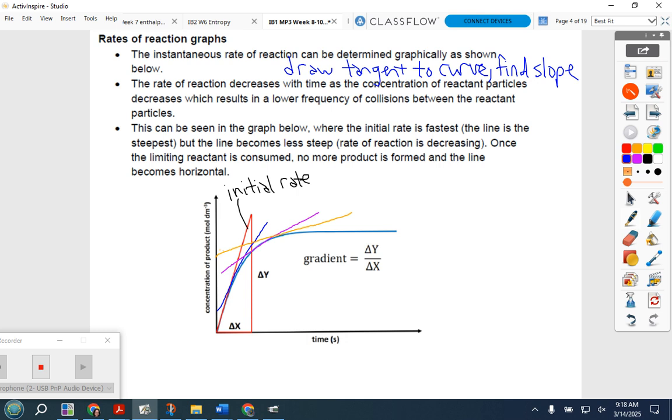There are a number of reasons to use that. One of which is that you don't have to let the reaction run for very long before you get to measure the initial rate, right? You only have to run it for a few seconds, and then you've got that tangent line. But also, that's going to be our highest rate if we're looking at it over time.